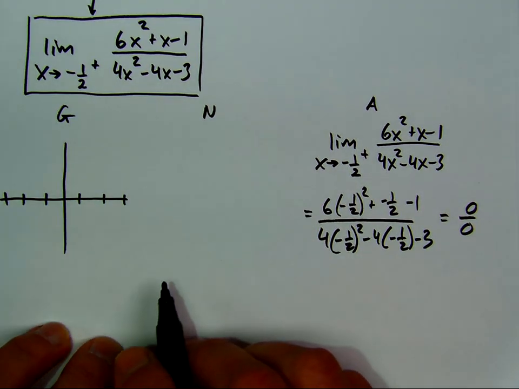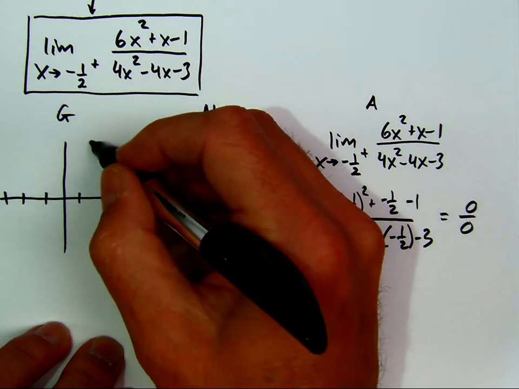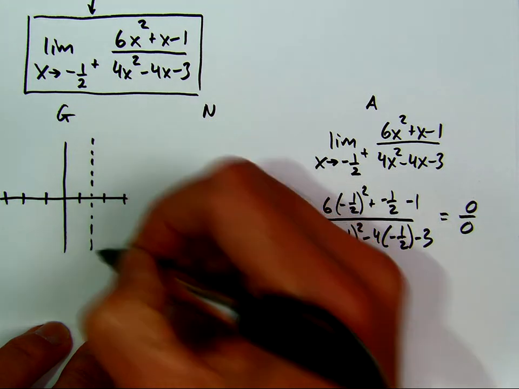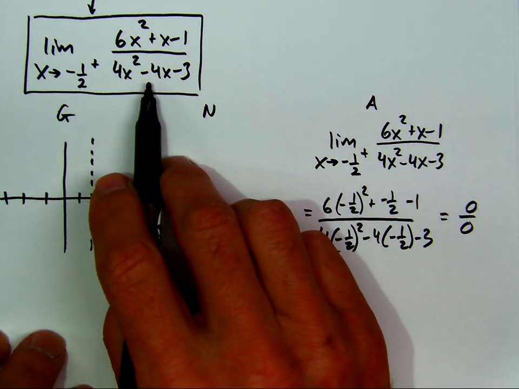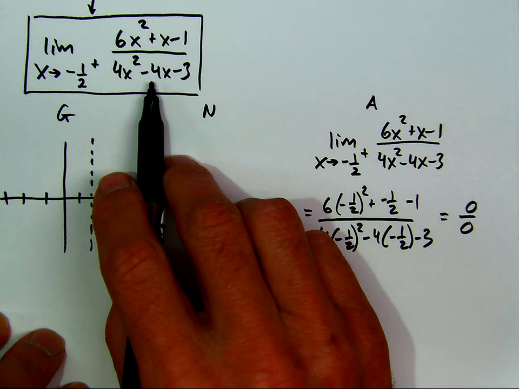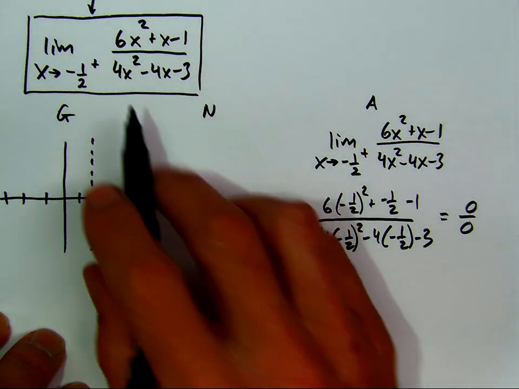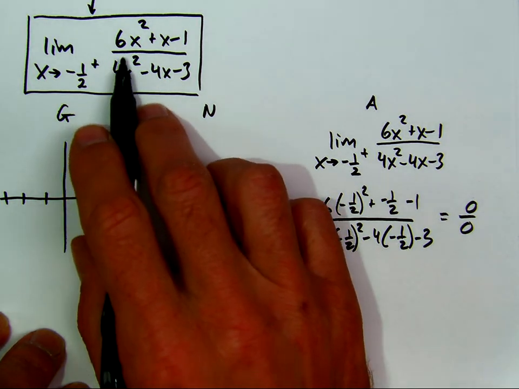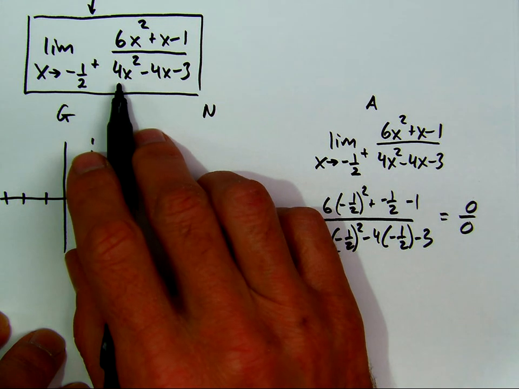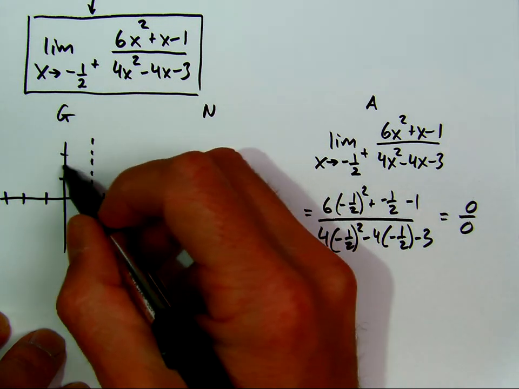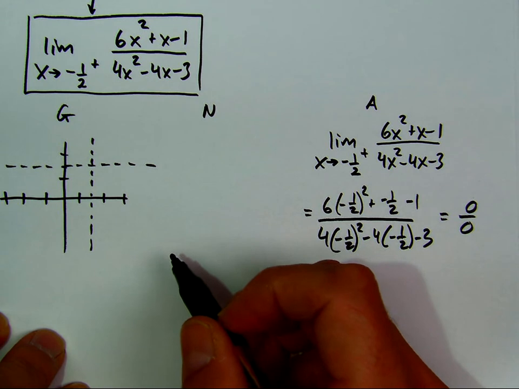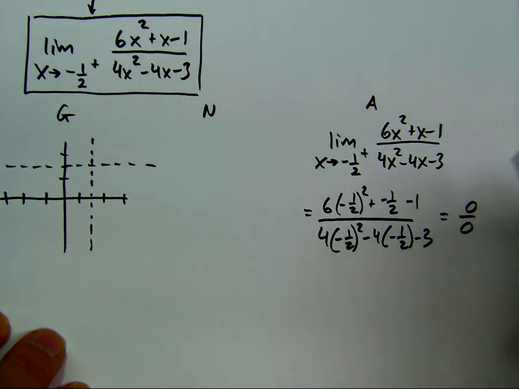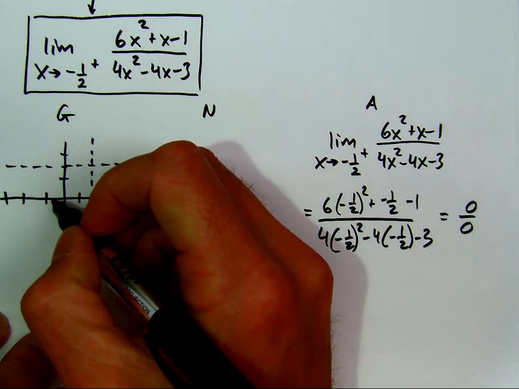Turns out there is a vertical asymptote at 1.5. And we could find that by setting the denominator equal to 0 like we did in the beginning. There's a horizontal asymptote at 6 over 4 or 3 over 2. And the open circle occurs at negative 1/2.